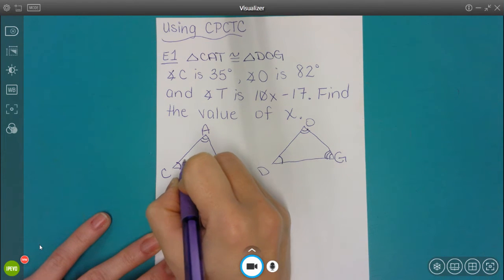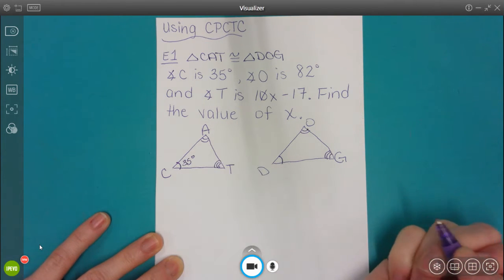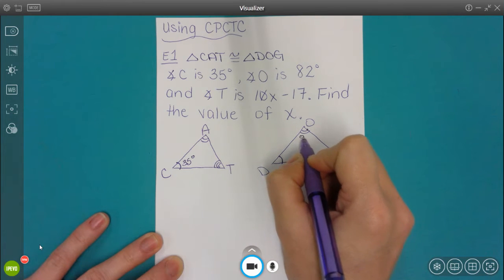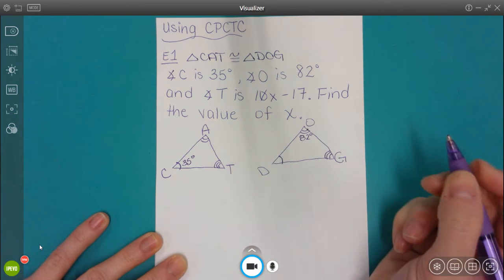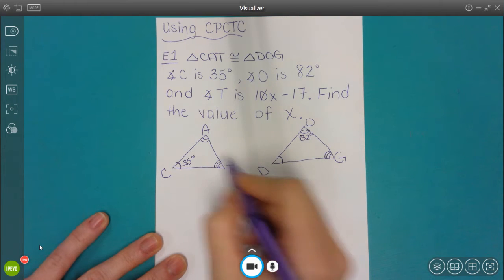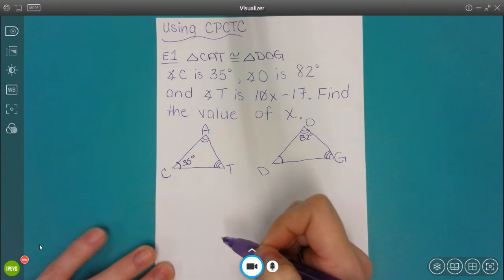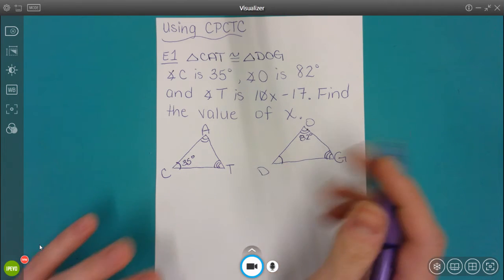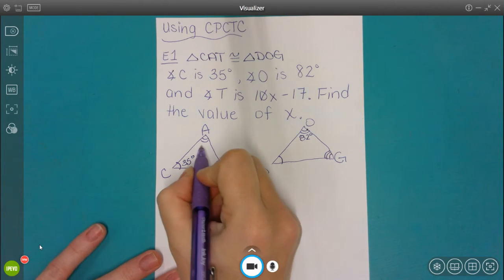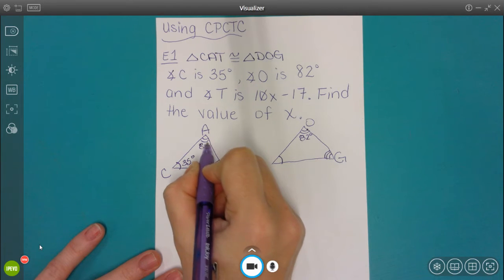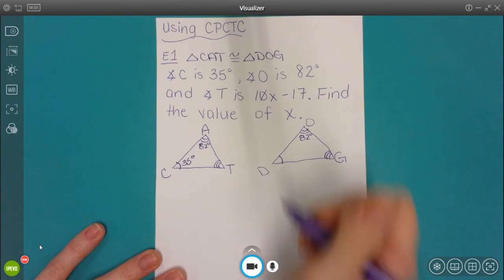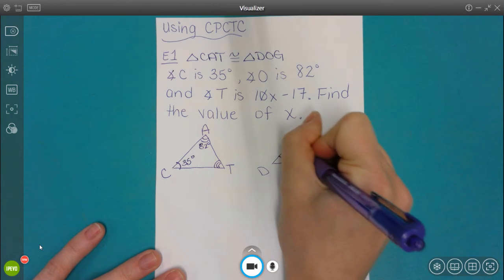So C is 35 degrees, O is 82 degrees, and T is 10x minus 17. I'm not going to write that inside only because I don't have enough room. So because of these congruent statements, I know that this is also 82 degrees, angle A, and I know D is 35 degrees.